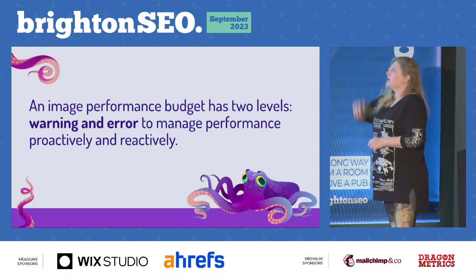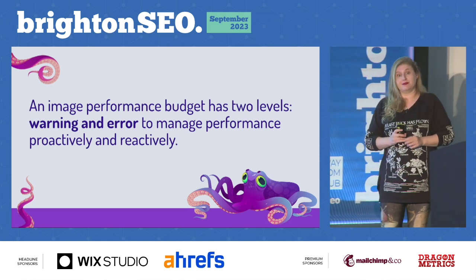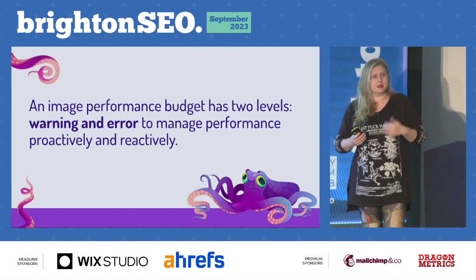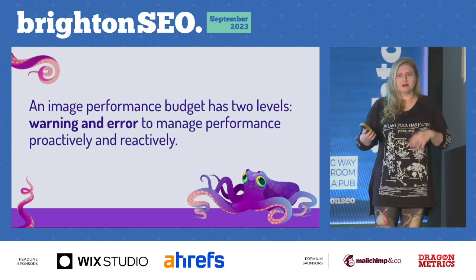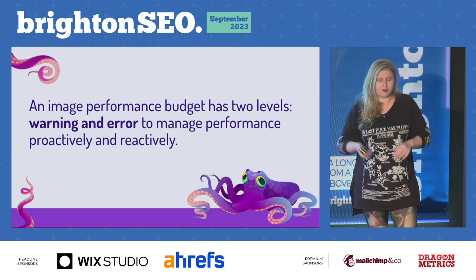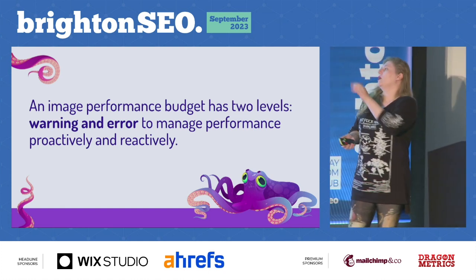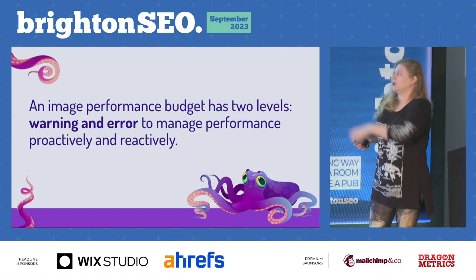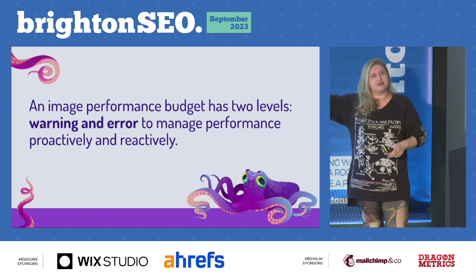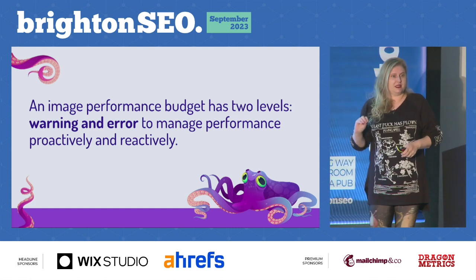And an image performance budget has 2 levels. Hey, this is getting a bit tricky. If you're feeling a bit like an accountant but dealing with pixels, normal. So you need warnings and errors. So you manage your performance proactively and reactively.